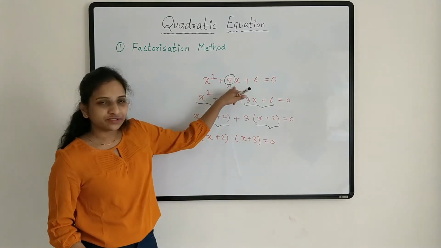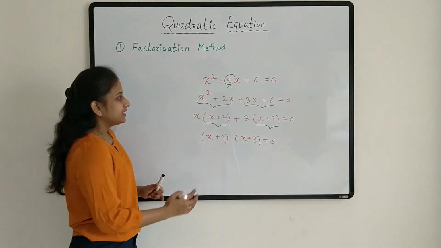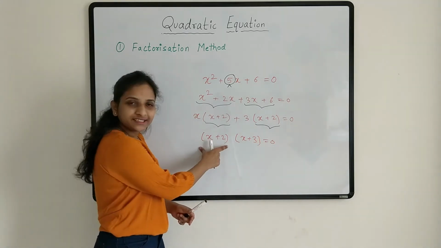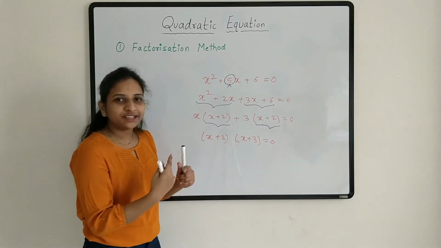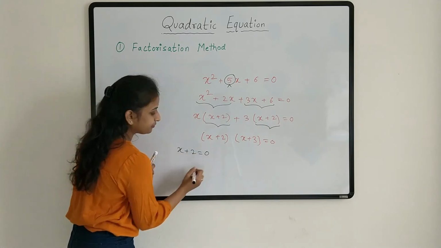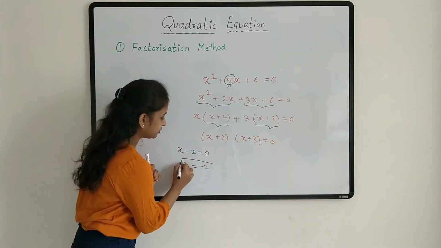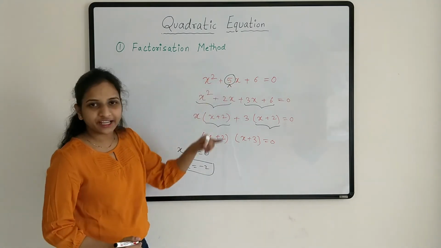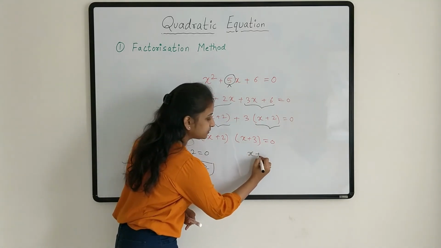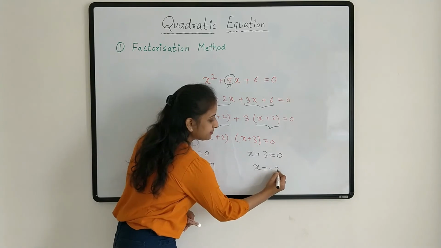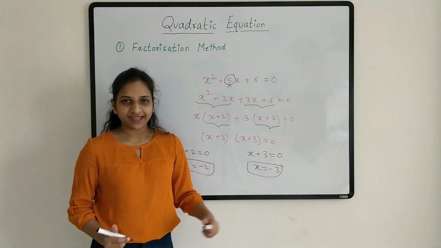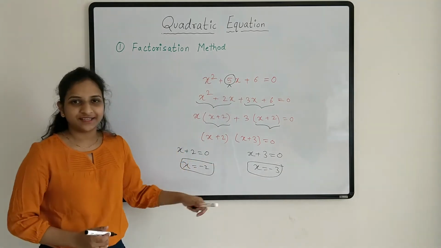These are the factors of this quadratic equation. See, this term times this term is 0. It means either this is 0 or this is 0. Then only the product is 0, right? So I am equating this term to 0 and we will get x = −2. By equating this term to 0, x + 3 is 0, x is −3. So the roots of this quadratic equation are −2 and −3. This is the factorization method.